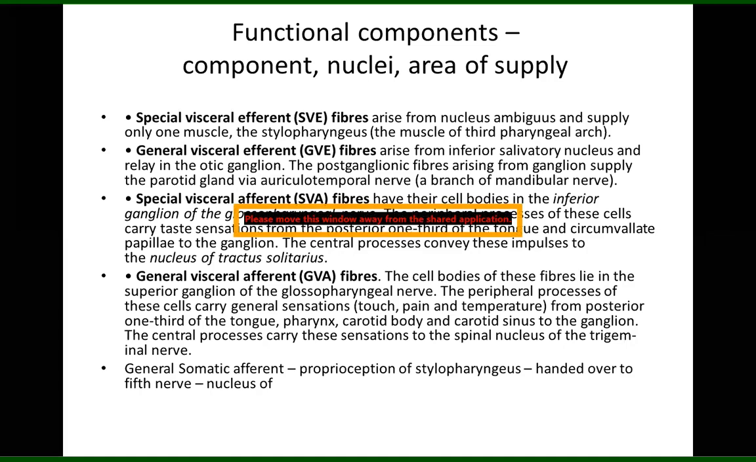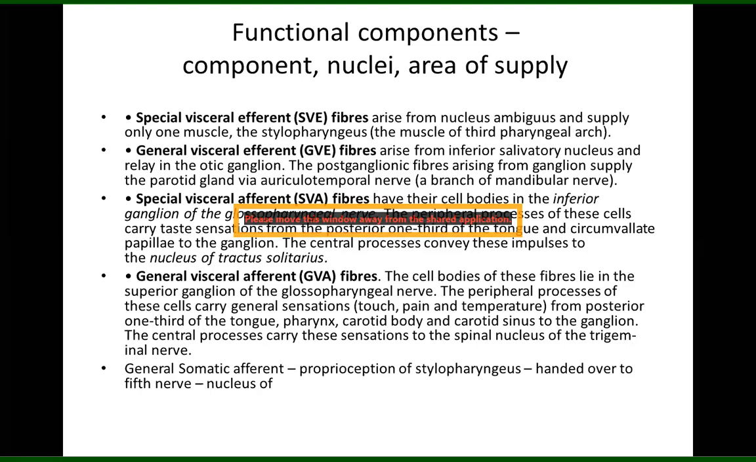General visceral afferent. Special visceral afferent is for the taste sensation, and it is from the posterior 1/3 of the tongue and the circumvallate papillae. And general visceral afferent is for the general sensations from the posterior 1/3 of the tongue, sensations from the carotid body and the carotid sinus. Some also write general somatic afferent as the proprioception of the stylopharyngeus muscle under glossopharyngeus.